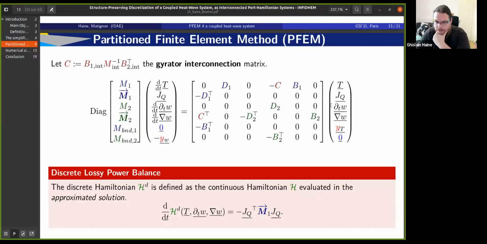Maybe I can just add, I share my screen. Here you have the Dirac structure as the graph of this skew-symmetric matrix. So this is the interconnection matrix, but you have to modify the scalar product with these mass matrices, and you recover exactly the Dirac structure at the discrete level.